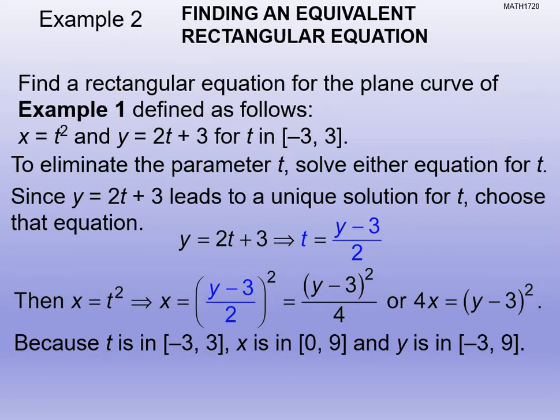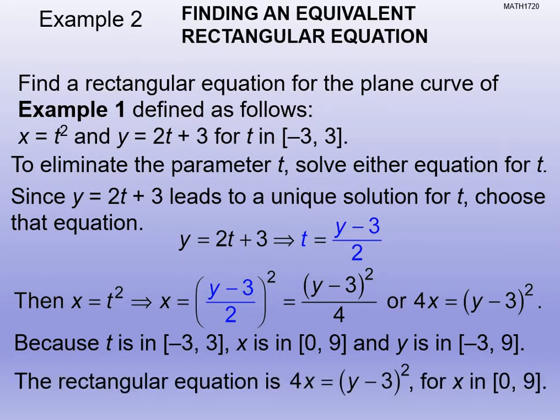Because t is in the closed interval -3 to 3, x we already know from the previous example is from 0 to 9, and y is from -3 to 9. We did that in the previous example looking at the tables. That happens if you plug in -3 into t squared, you're going to get 9, and then if you plug in that entire interval, you're going to get 9 for the x, and you're going to get the -3 for the y, if you guys recall doing that from example 1.